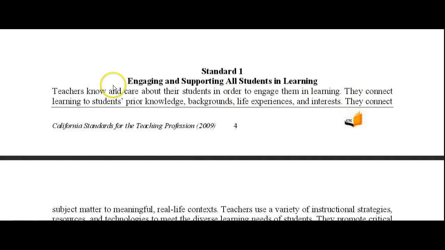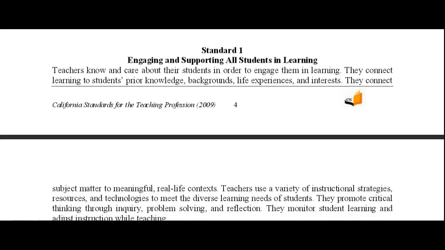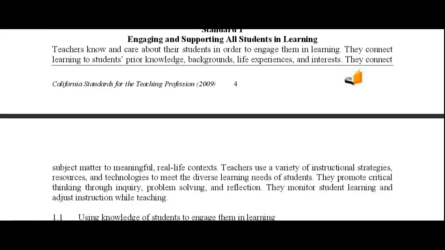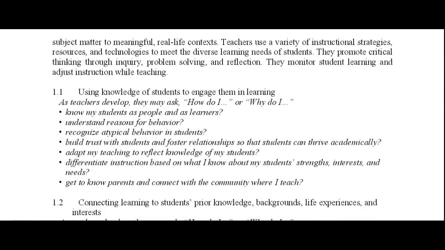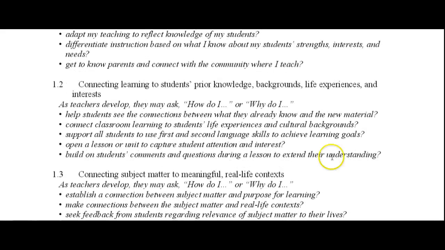Connecting, for example, students to their prior knowledge and life experience takes some knowledge on our part about what those prior experiences and prior knowledge might be. So a useful part, for example, TPE 1, using knowledge of students to engage them in learning. And you might ask yourselves these questions. How do I, or why do I, know my students as people and as learners? Understand the reasons for their behavior. Recognize atypical behavior, etc. Get to know parents and connect with the community where I teach. Connect student learning to prior knowledge, backgrounds, experiences.